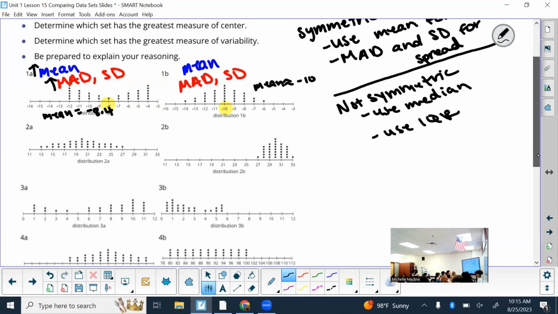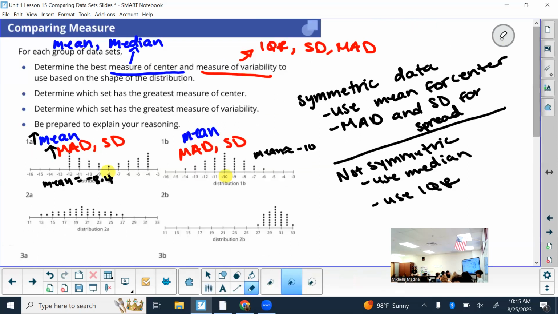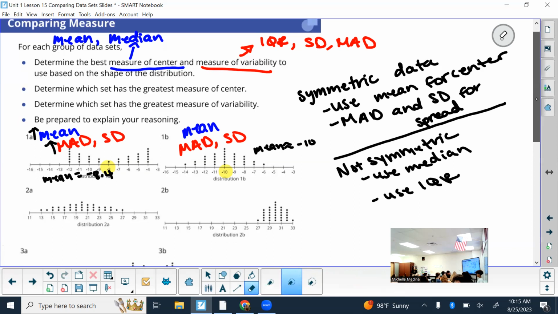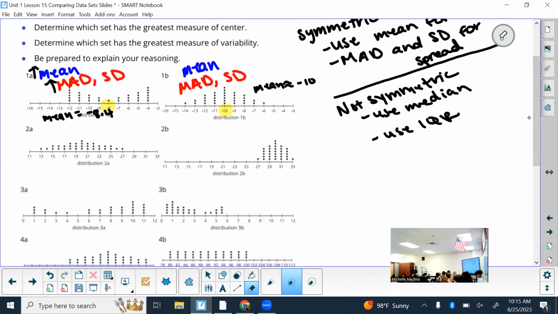Okay, so yes. Go ahead. Guys, we need to stop asking during lessons, so let's try to do that. All right, table 4, number 2A, which one's better, mean or median? And then for the variability.